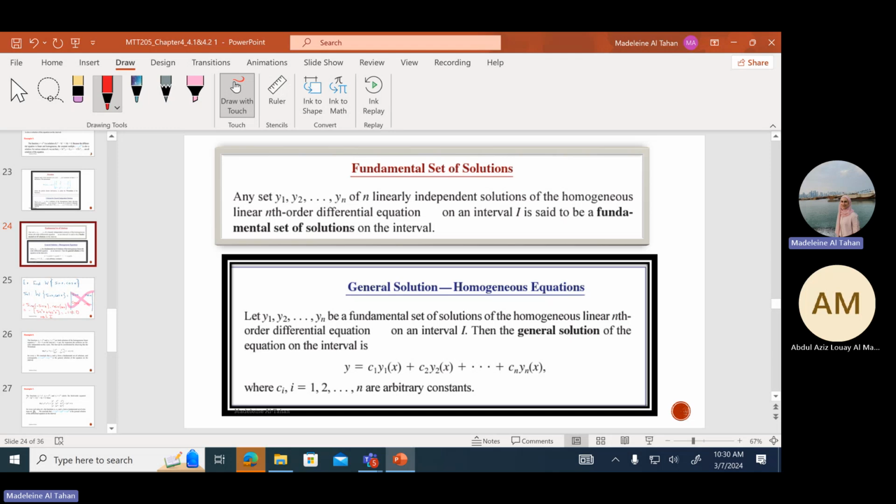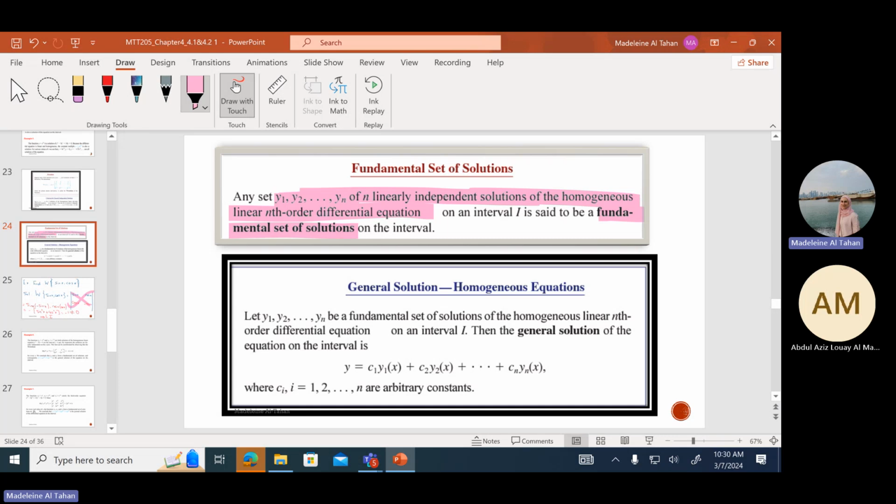So we're saying here, if these are n linearly independent solutions of the homogeneous linear nth order differential equation, then what do we call them? Fundamental set of solutions. If they are dependent, can we call them fundamental set of solutions? Can we? Why do we call them fundamental? Because these are all the independent solutions. And any solution will be a combination of the first plus second plus third and so on.